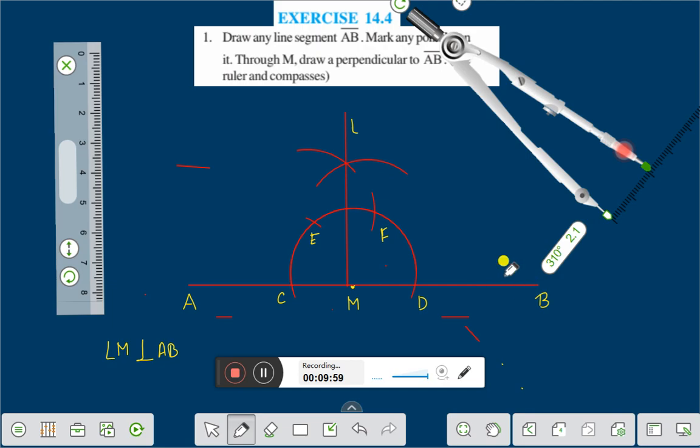Let us here see, we have drawn line segment AB first. Mark any point M on it. We have taken a point M on this line. Through M, draw perpendicular to AB. That means from M as center, we drew an arc, right? From C point, we cut E, and from E point, we cut F. From E point, we cut this arc, and from F point, we cut this arc. That means this angle becomes 90 degrees. Therefore, you can say that LM is perpendicular to AB.